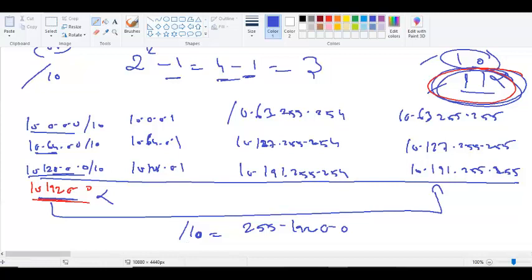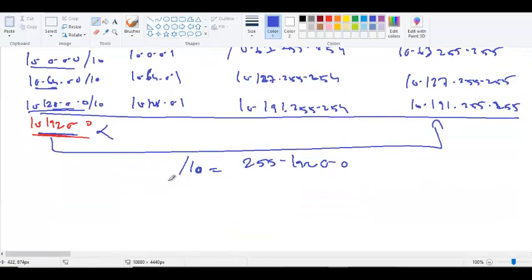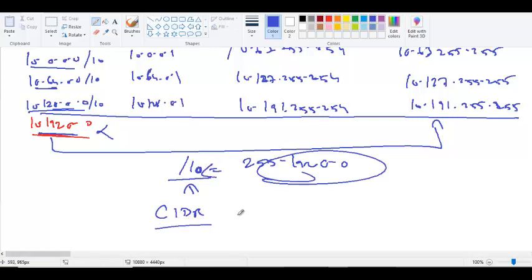So writing the subnet mask like this is easier for us, and this is called CIDR notation. Classless, because we have subnetted, so it is no more class-full. Classless Inter-Domain Routing notation. Writing like this, instead of writing like this, is called CIDR notation. Classless Inter-Domain Routing notation.